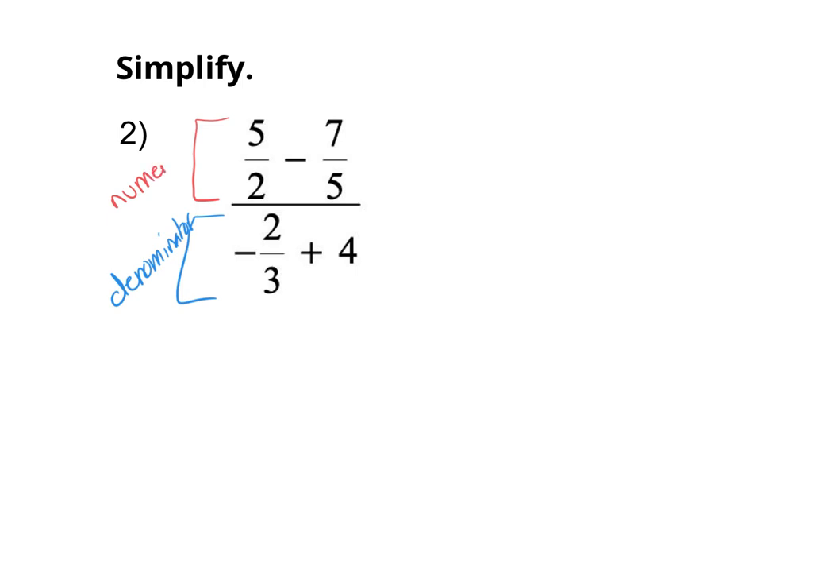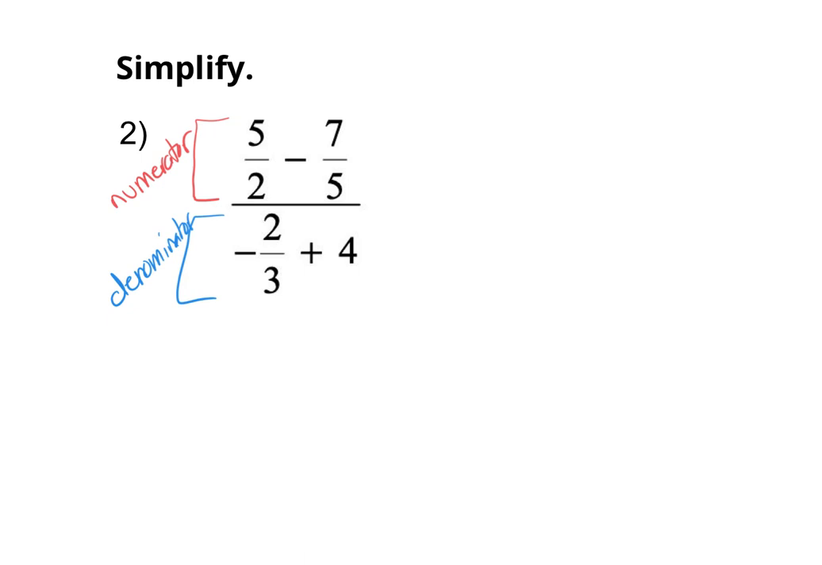So we have numerator on top, denominator on bottom. Numerator has an operation. That means we have to simplify it. Denominator also has an operation, so we're going to simplify those. Okay, we need to do that operation before we can move on. So I'm only going to do one at a time though. Okay, so I'm only going to focus on the numerator for it right now.